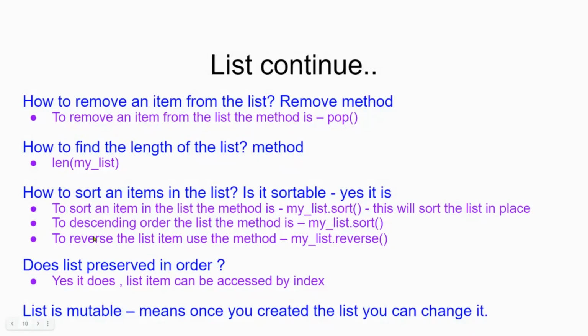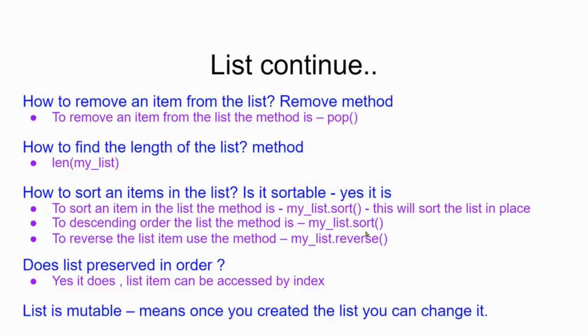Very important: if your list is not organized, you can sort all the items within the list. It is sortable. The name of the list dot sort method will sort everything in place, and you can do either ascending or descending order. If you want to do descending, this is my list dot sort, simple, very easy.